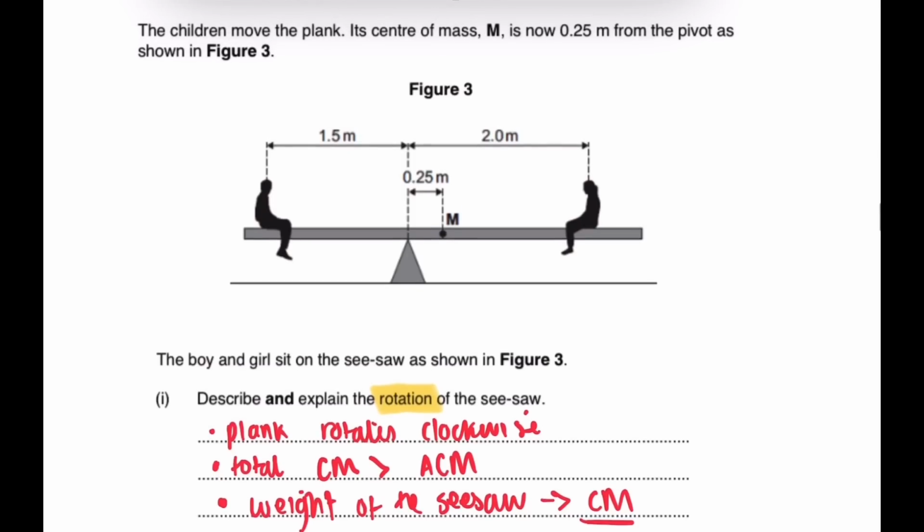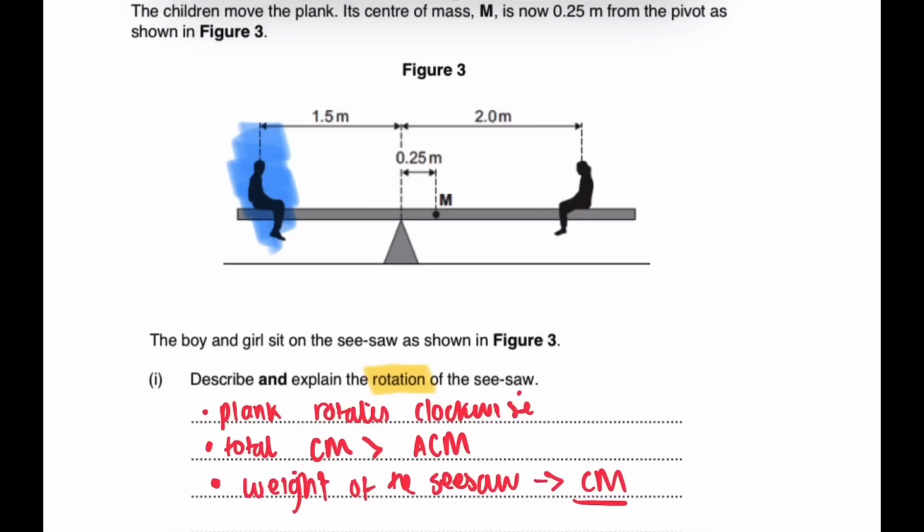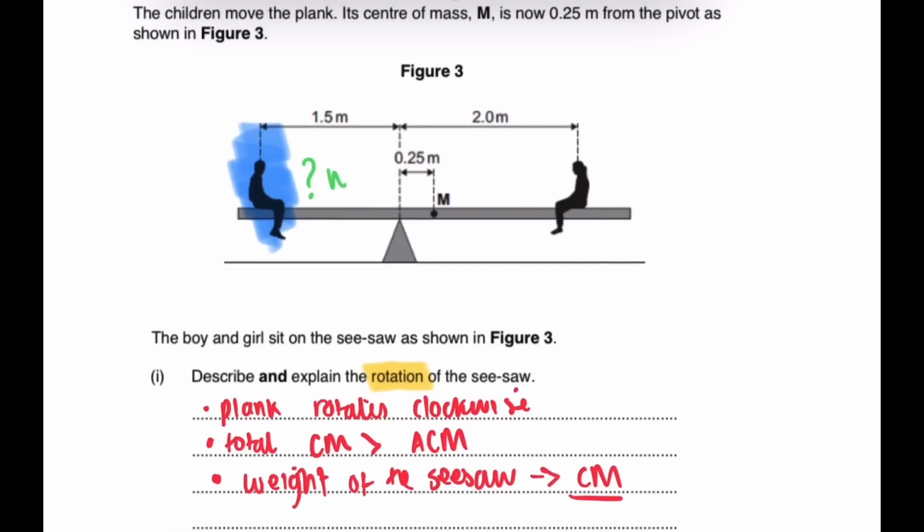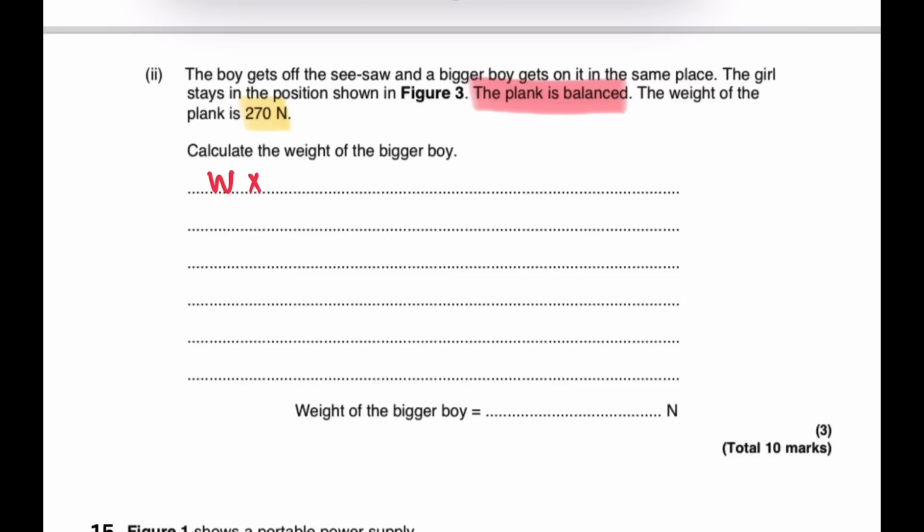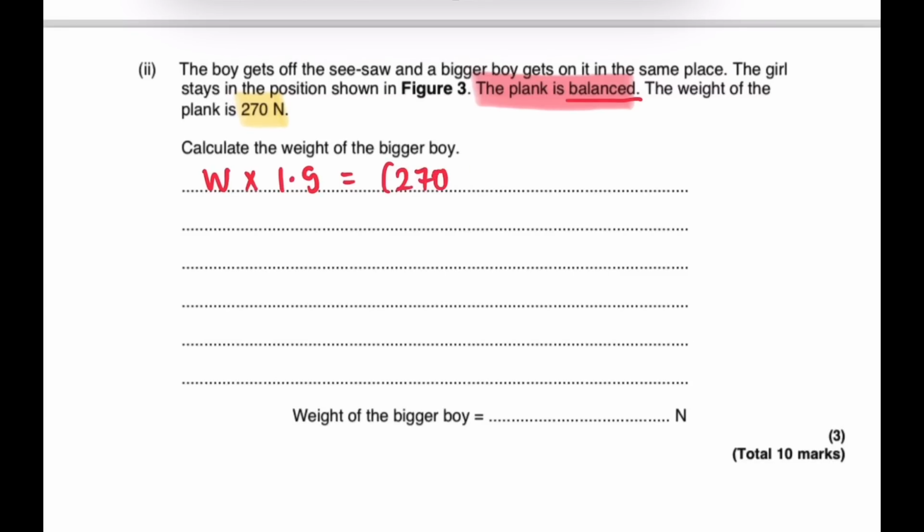So in this question, they're telling us that this boy is off and the other boy comes and sits in the same position. And our job is to find the weight of this fellow man. We could do the weight times the distance, which is 1.5, and because the plank is balanced, we're going to equal it to 270 times 0.25 and add it to the girl, which is 300 times 0.2.